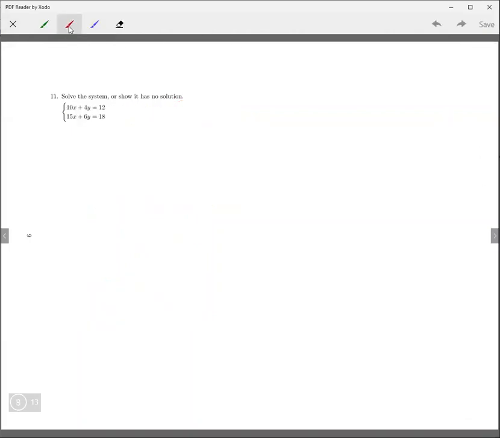Okay, here's another situation. It could happen. This is really similar to the last one. Or is it? Okay, so I can take the top equation and divide by 2, and that gives me 5x plus 2y equals 6. And then if I take the second equation and divide everything by 3, I get 5x plus 2y equals 6. I get the same thing. That's the same equation.